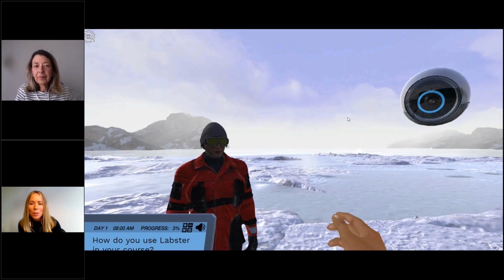And in the meantime, we also got one more, which is, do you plan on using Labster in hands-on lab or only as a pre-lab? So I guess in replacement of the hands-on lab or in supplement to.